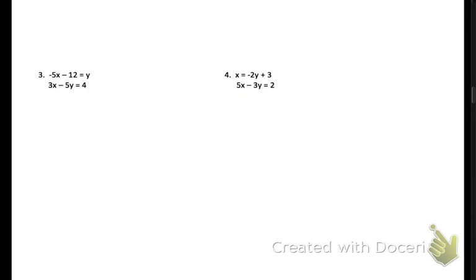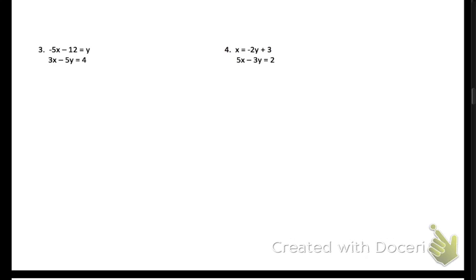At this point, if you feel ready to start the assignment, you can go ahead and fast forward in the video and just copy the notes down for number 3 and 4. If you don't feel ready, then you can watch a couple more examples. I'm going to go ahead and work these out here.